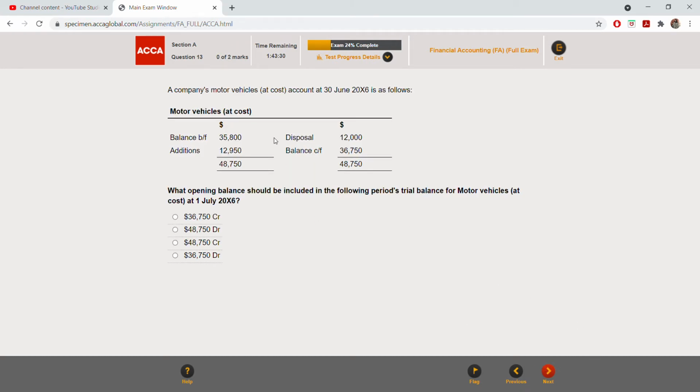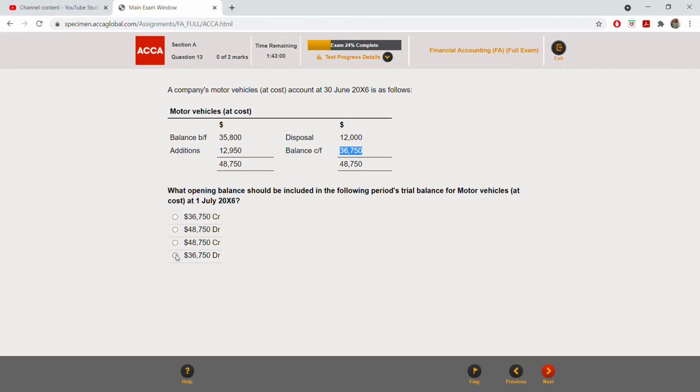A company's motor vehicles at cost is this one. Okay. What opening balance would be included in the following trial balance for motor vehicles at 1st of July 2006? Okay. Which one out of this? It is definitely this balance. Okay, carried forward. That is 6,750. But is it debit or credit? The question is that.